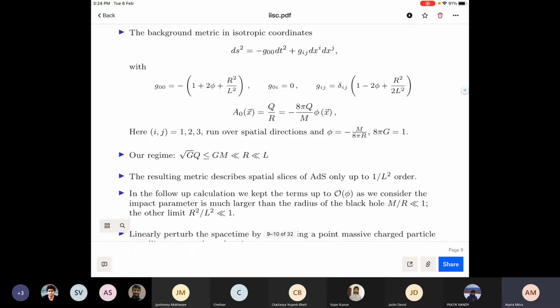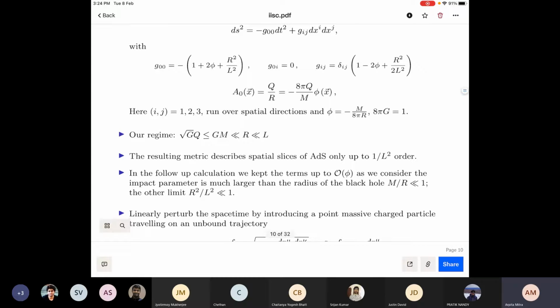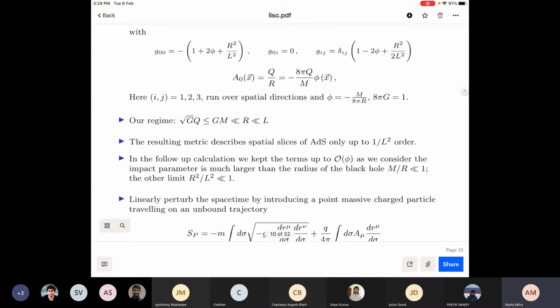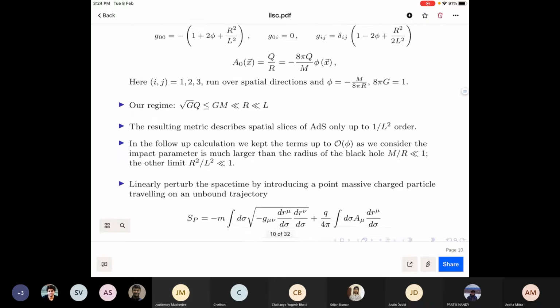As we are interested only up to order of 1 by L square, in our calculation we have truncated, or kept terms up to 1 by L square order. For that reason, our scattering regime, or our computation, is valid in this region, where the capital R is much less than the AdS radius, M is much less than capital R, and the capital Q is less than M.